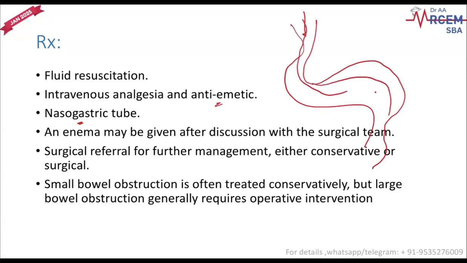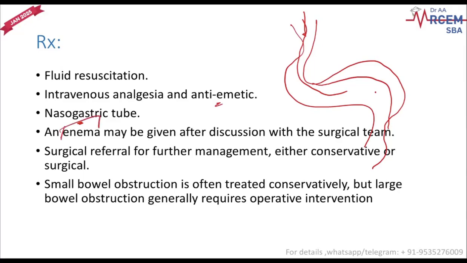This will cause decompression of the bowel. Decompression of the bowel will bring down the vomitus because there is nothing there. It's a dilated bowel which causes reverse peristalsis. So if you can just decompress it by putting in a nasogastric tube, that will go a long way to control the vomiting and make the patient feel better.